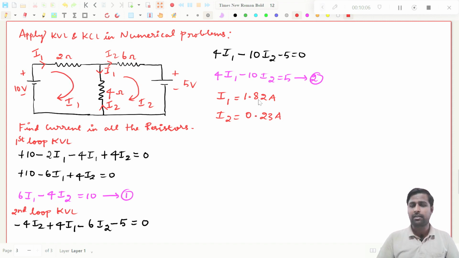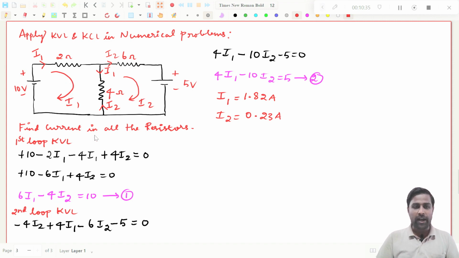Both the answers are positive. If both the answers are positive, then whatever current directions you have assumed are correct. If any one of these two answers becomes negative, then you have to reverse the current direction you assumed in the beginning of solving the problem, right? Now these two are correct, no problem.